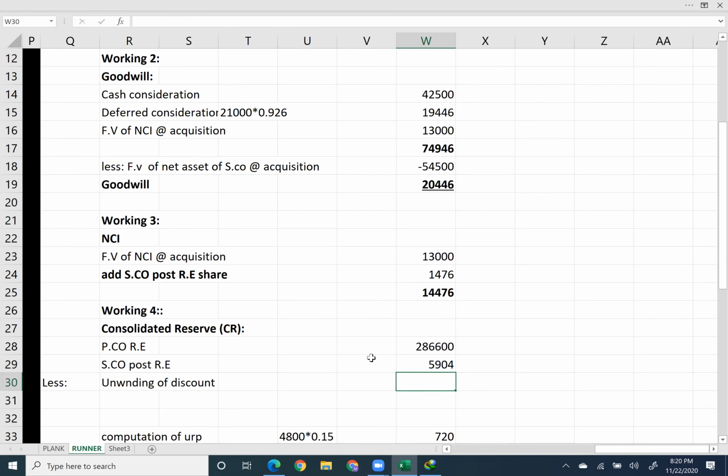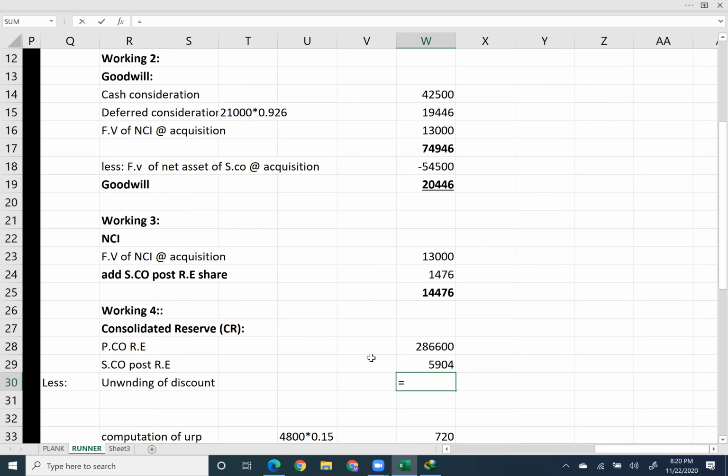Yes, 5904. Okay. See, you can again see the formula. Now, finally, you have to write unwinding of discount. You have to deduct unwinding of discount. I hope you remember unwinding of discount.